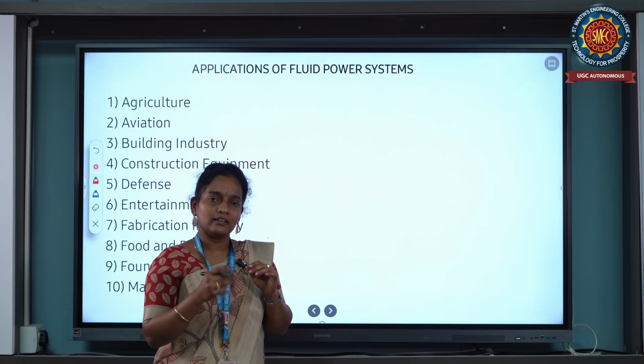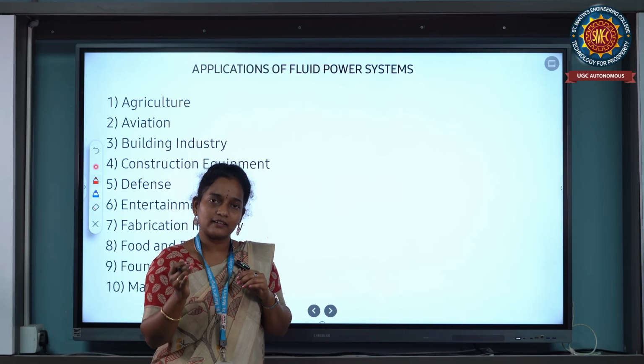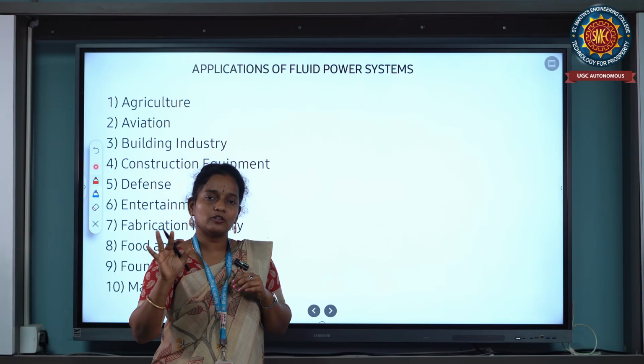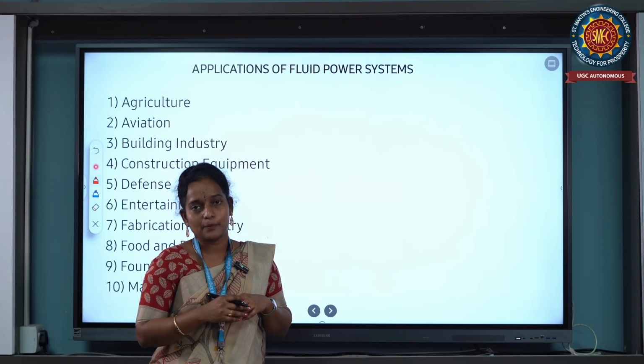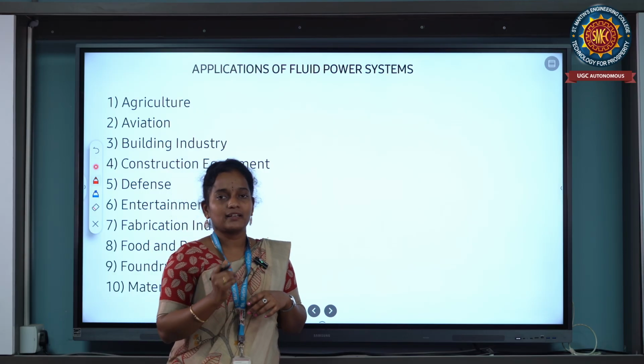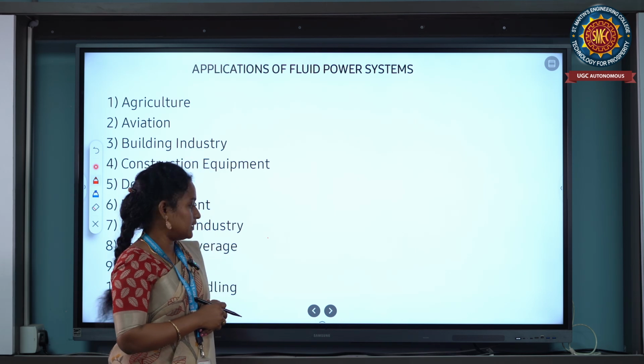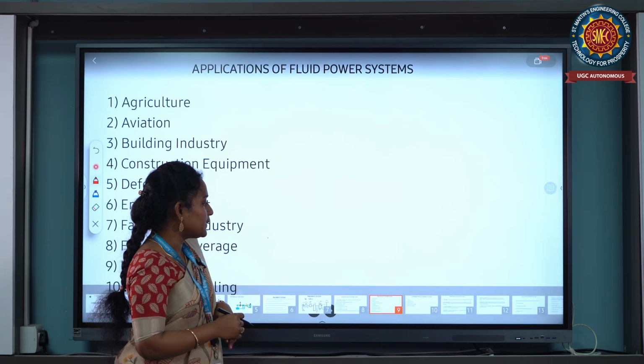In other cases, if the working fluid is air, you have to enter the second type, that is the pneumatic system. So you directly enter the pneumatic system you selected. Okay, clear. So these are the applications.